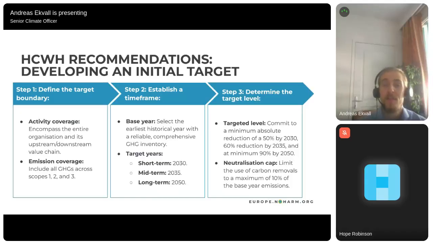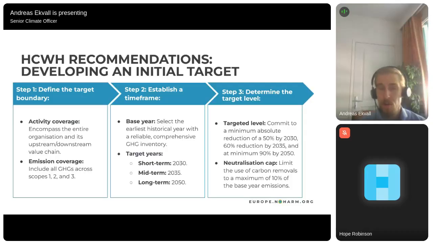Step 3 is to determine the target level. Here, I recommend committing to a concrete absolute reduction, leaning either on the climate science, governmental regulations, or standards. And something that is crucial in this step is that you incorporate a neutralization cap. This means that the use of carbon removals must be limited. We recommend a maximum of 10% of your base year emissions, and these should be reserved exclusively for residual emissions, and these are the emissions that remain after all possible actions have been taken to reduce emissions.